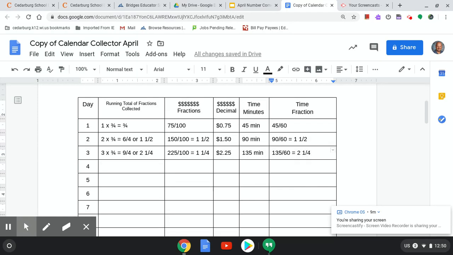All right, so the first thing you're going to do every day, and we're not going to be doing this together as a group, is keep up with your calendar collector for April. We'll come back to this and check our answers every 4 or 5 days to get our calendar collector up to date.